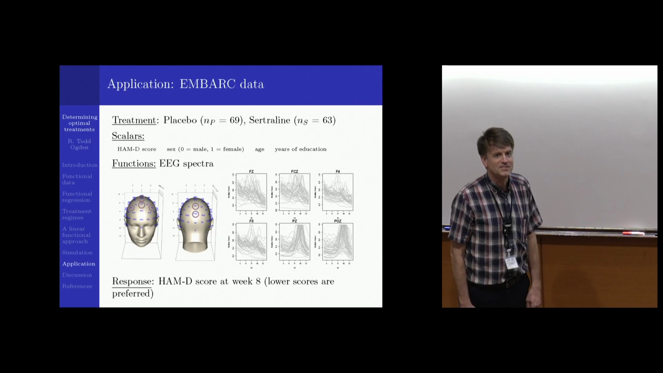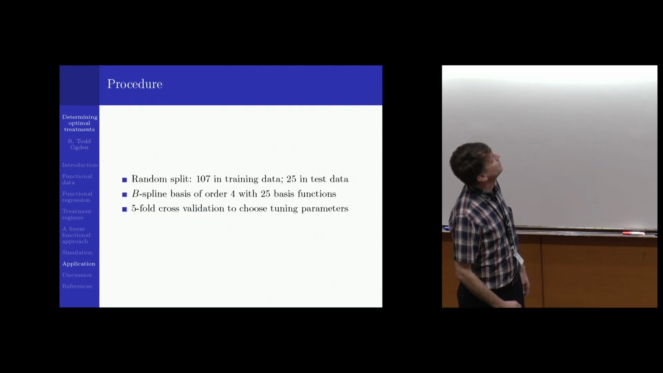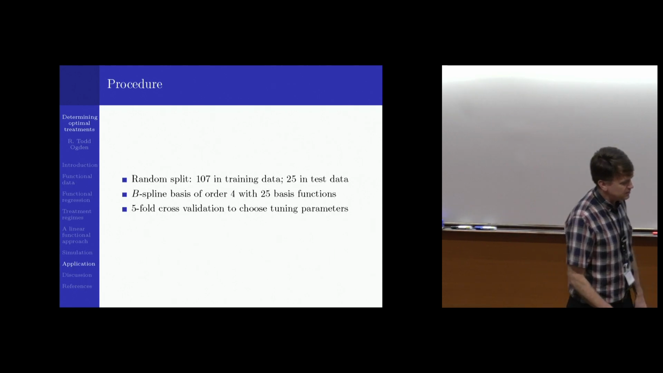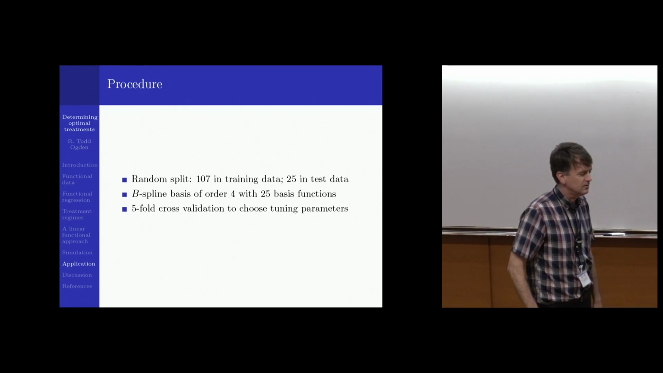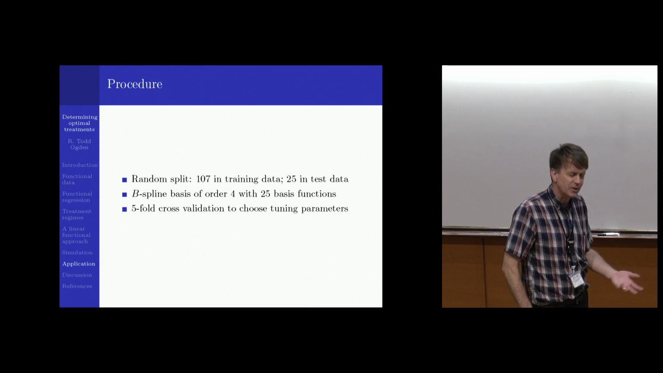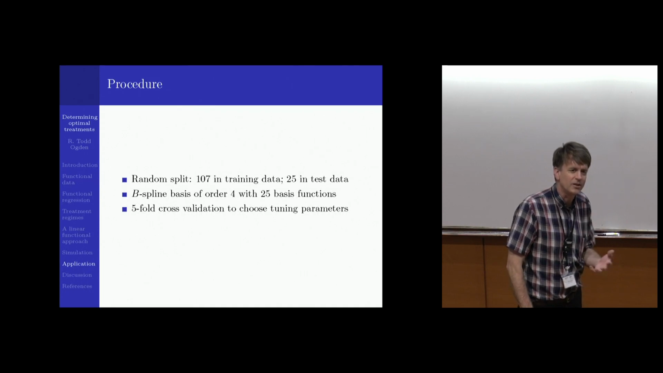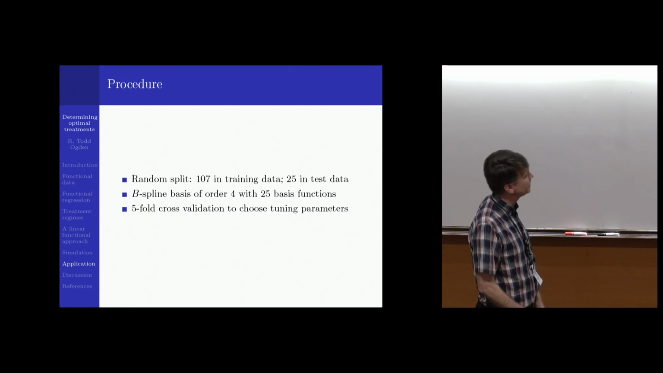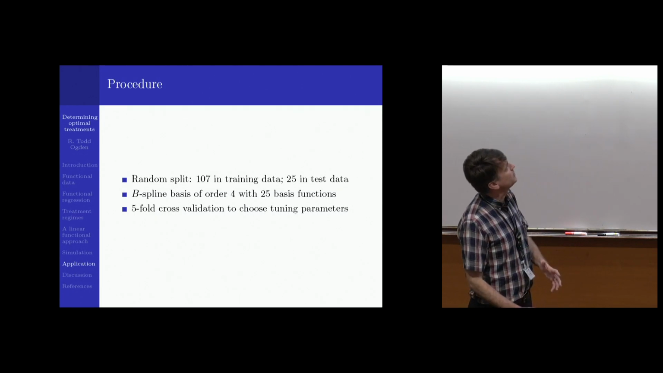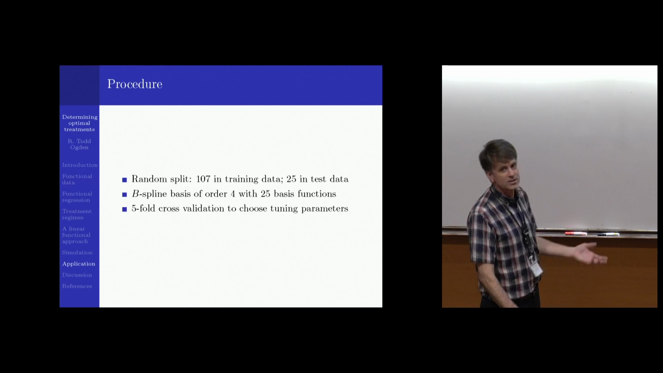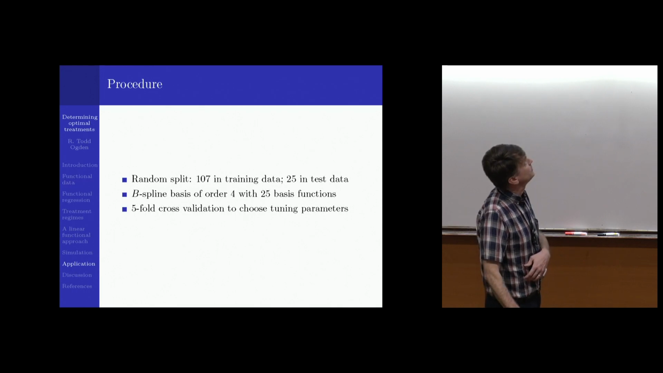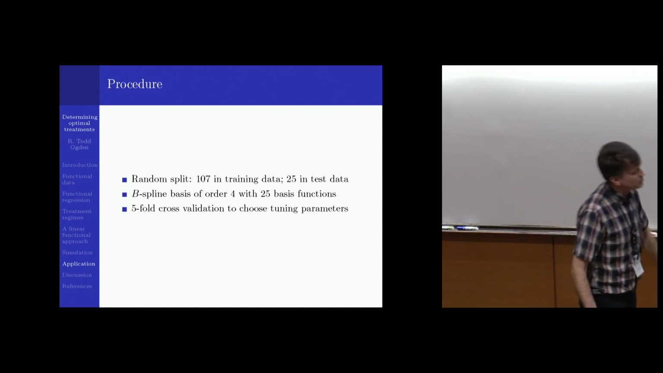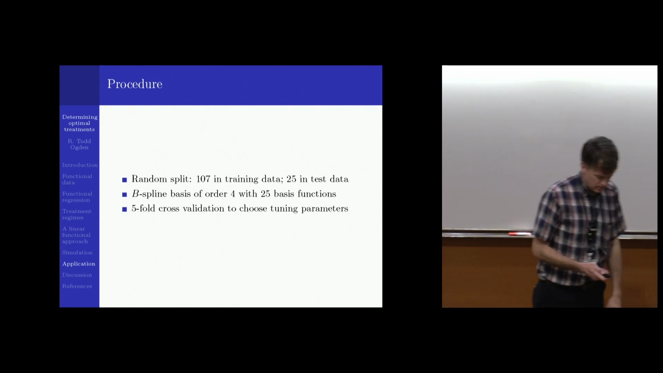All right, so that's the data, and how did this work? This is really just an illustration. I don't want to make any big claims on this, other than this is how it works and what you get. We split the data, so there are 25 in the test data set and 107 in the training data set. We used a B-spline basis, did 5-fold cross-validation, and what did we get?